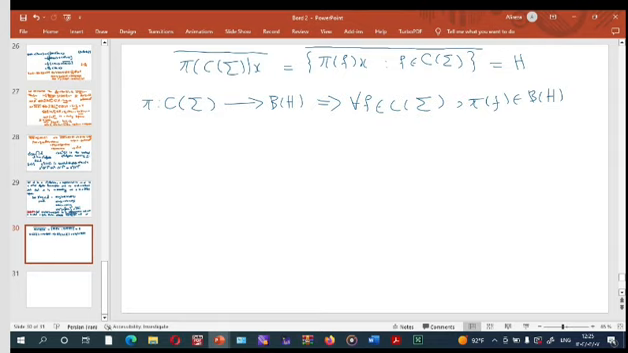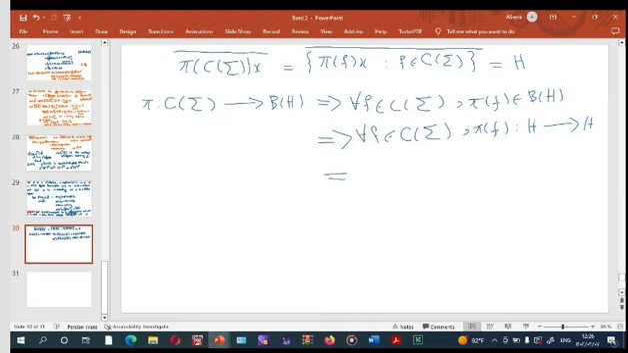P of F must belong to B of H, so that for any F in C of sigma, P of F of X is an element of... let me write one more step, P of F is a function from H to H, a bounded linear function from H to H.